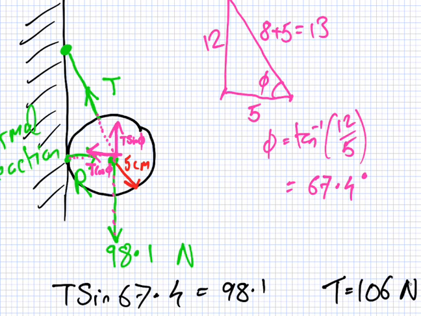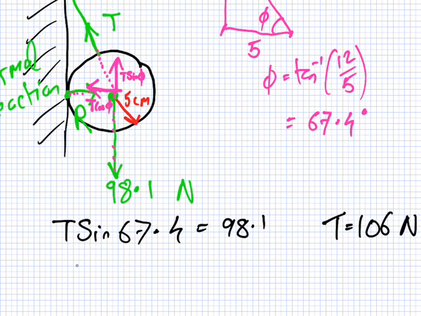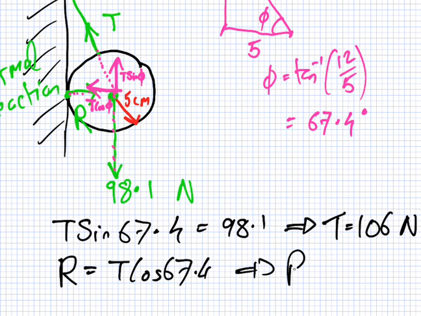If I wanted to calculate the reaction force, I can do that as well. I can say R must equal T cos 67.4, correct? So then that means R must equal T cos 67.4. I get R must equal 40.8 newtons. So I have the tension and the reaction force.